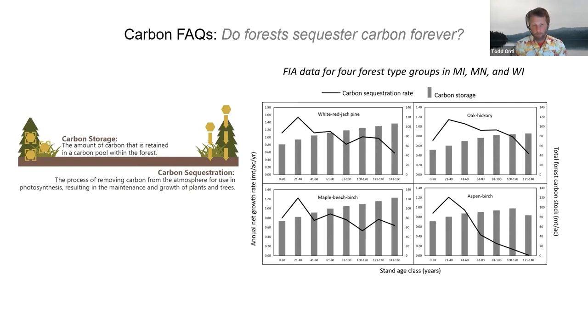But in the case of aspen birch forests, for example, those are typically short-lived trees. Once you get over that 100 to 120 year old age class, those forests begin to suffer from significant forest health issues. They start breaking up, and you can see not only the sequestration rate essentially bottom out, but the storage of carbon in those forests start to decline as well, as trees succumb to age-related mortality and pests. We may see some regeneration failures as well. So the answer is, well, it depends. It depends upon what you mean by sequester, and it depends upon your forest type.